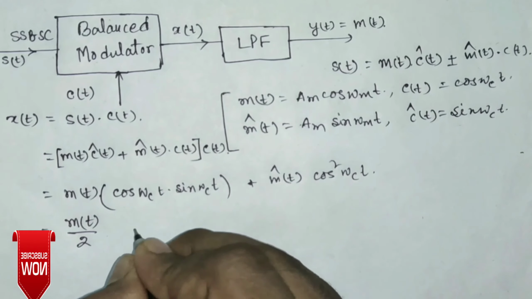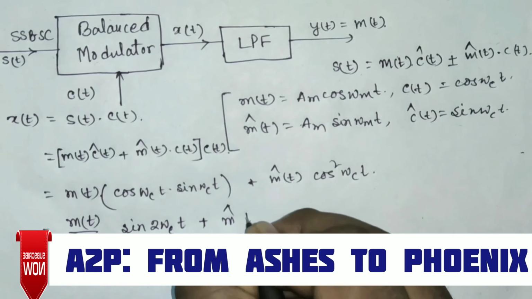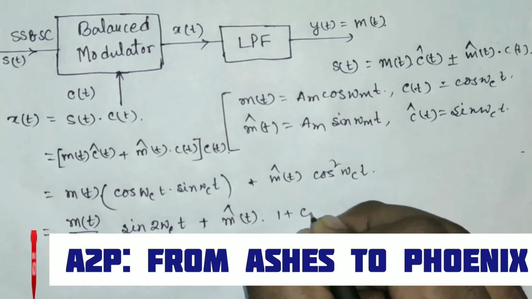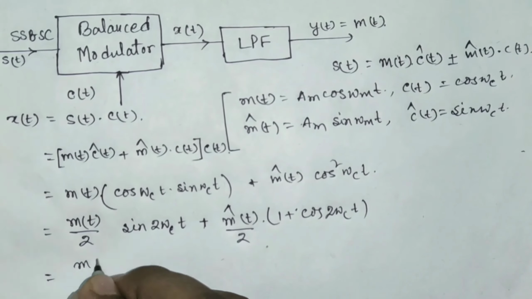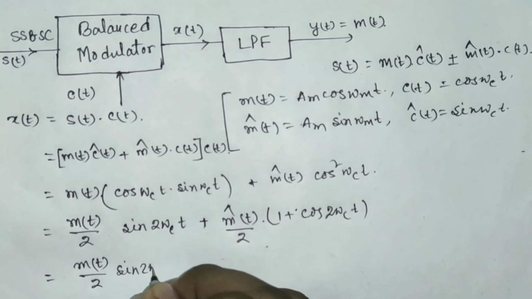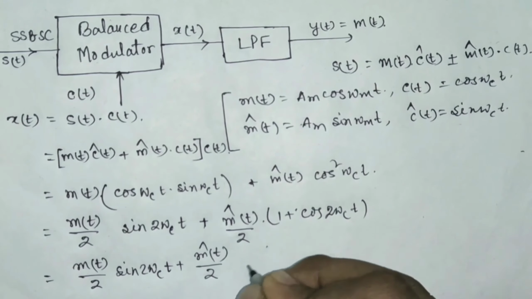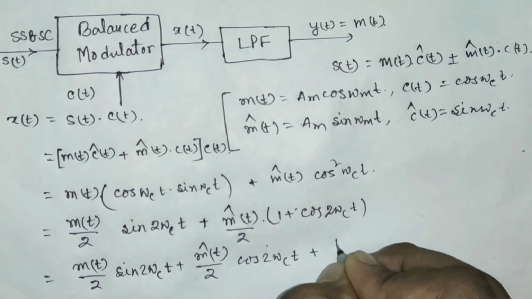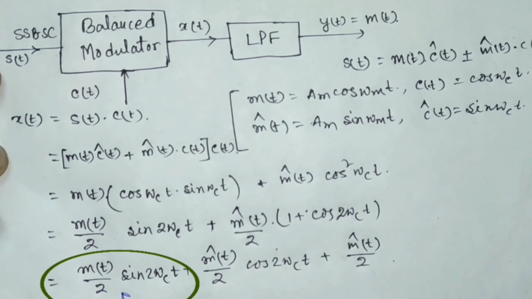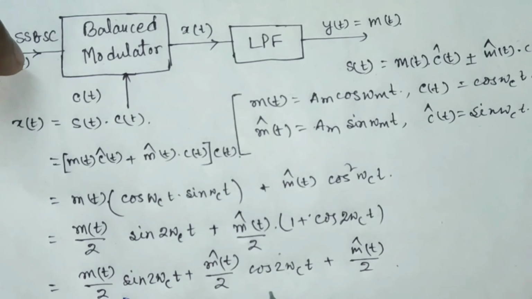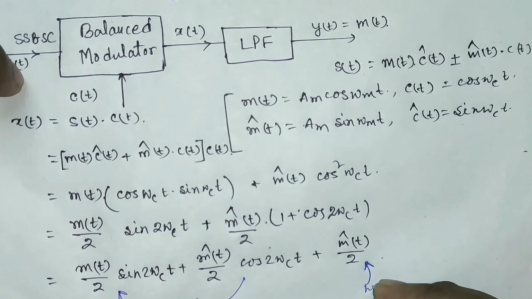So m(t)/2 into sin 2ωc t plus m hat(t) into (1 plus cos 2ωc t) divided by 2. So we will get m(t)/2 sin 2ωc t plus m hat(t)/2 cos 2ωc t plus m hat(t)/2. This signal has a frequency of 2ωc plus minus ωm. This signal also has the same frequency, and this signal has a frequency of ωm.